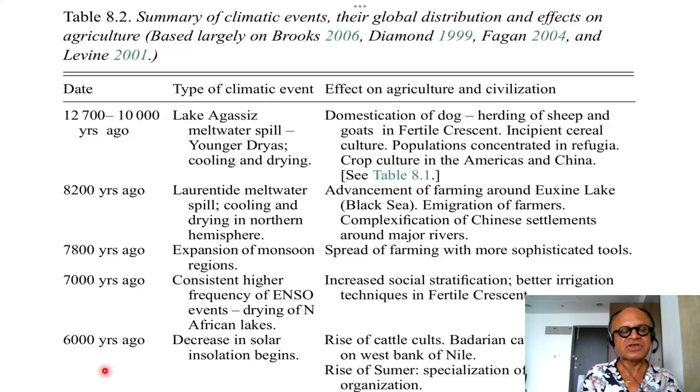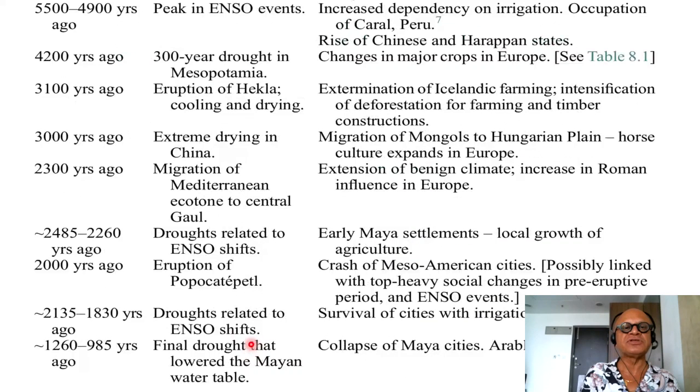So 6,000 years ago, there was a decrease in solar insolation that began. Rise of cattle cults that we looked at with tables, and current responses from India and Tanzania and how they could help interpret past cattle cults. Badarian cattle herders settle on the west bank of the Nile. Rise of Sumer, specialization of military organization. So that is associated potentially with the beginning of the drying trend with the solar insolation, so end of the African green period, and so on and so forth. 5,500 to 4,900 years ago, peak in ENSO events.